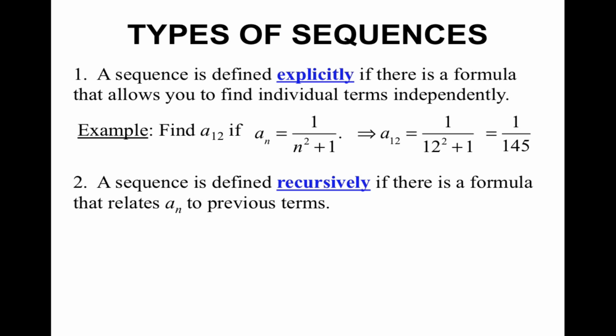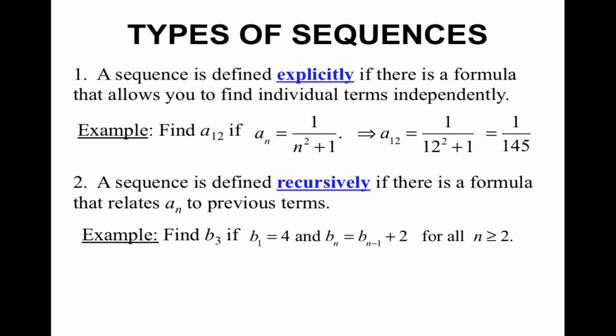The second type is a sequence defined recursively, if there is a formula that relates a sub n to a previous term. For example, we want to find b sub 3, if b sub 1 equals 4, and b sub n equals b sub n minus 1 plus 2, for all n greater than or equal to 2.